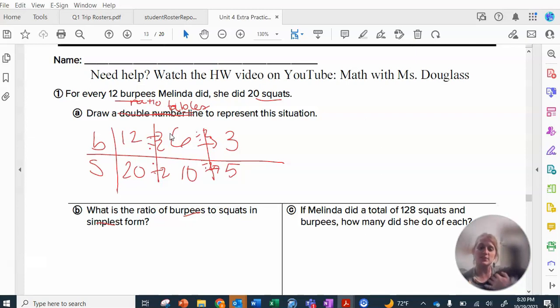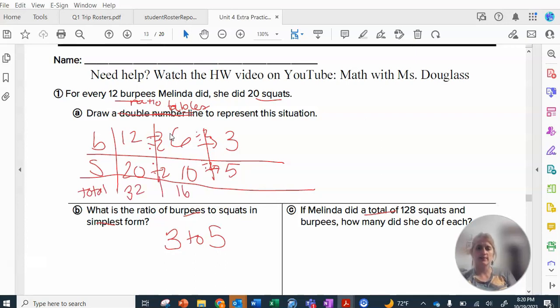Okay, that is our simplest form. 3 to 5. If Melinda did a total, oh wait, we don't know the total. Okay, so we're going to add a total. Burpees plus squats makes total. 12 plus 20 makes 32. 6 plus 10 makes 16. 3 plus 5 makes 8.